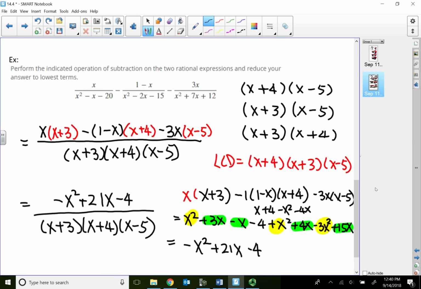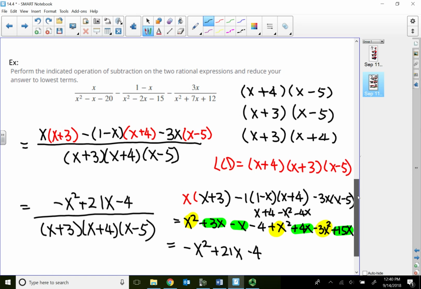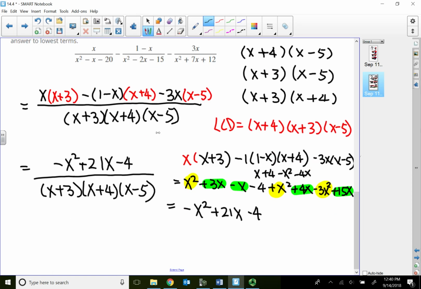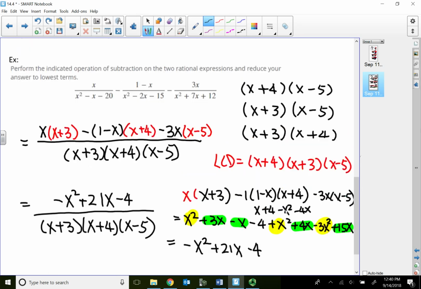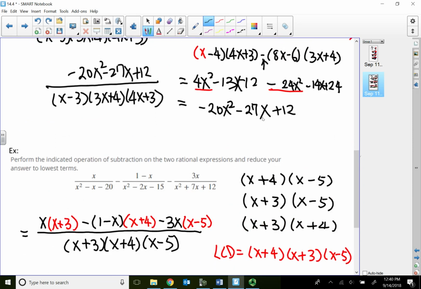So adding and subtracting rational expressions is basically very similar steps. Find the LCD. And then find the equivalent fractions. Then we just simplify the numerator. After I simplify the numerator, then we can try to factor it out, see if anything can be reduced with the denominator.